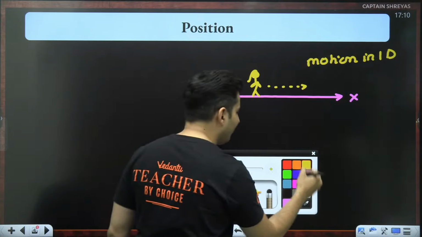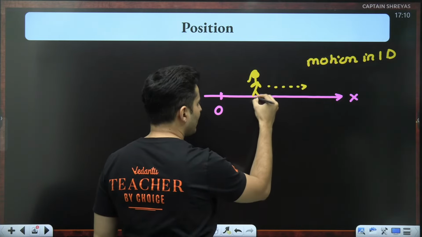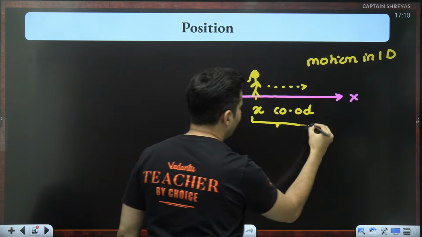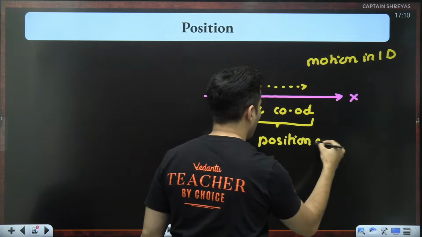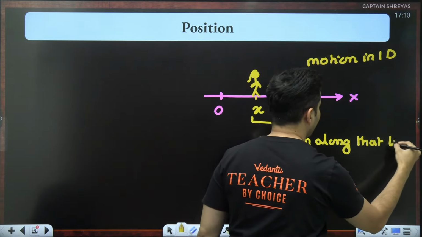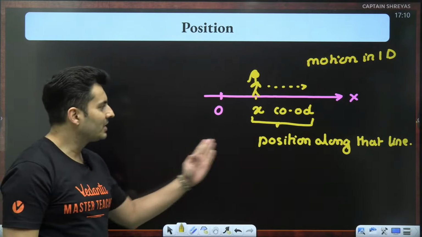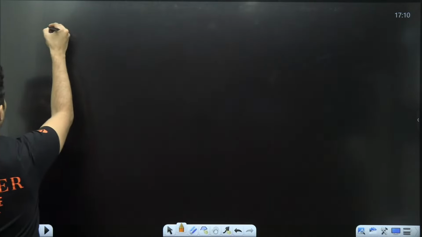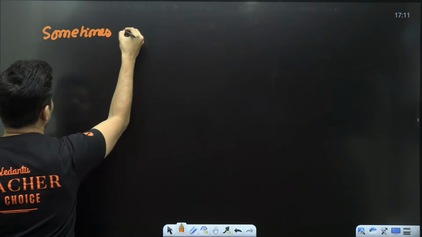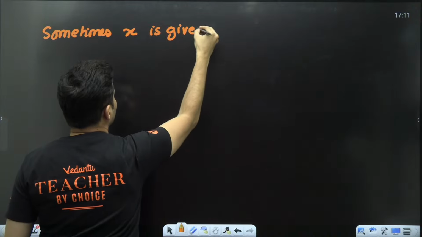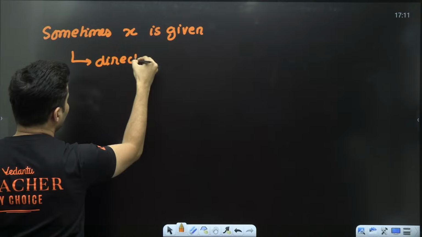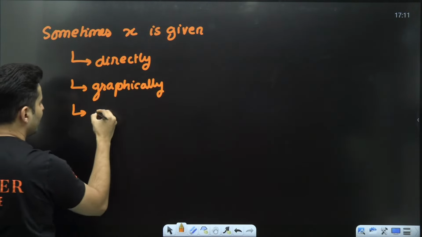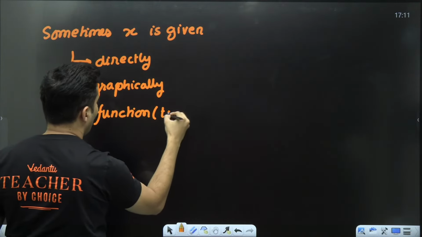And wherever she is located right now, let's say I call that coordinate x. This x coordinate is basically called the position along that straight line. Sometimes this position is given directly, sometimes graphically, or sometimes it is given as a function of time.